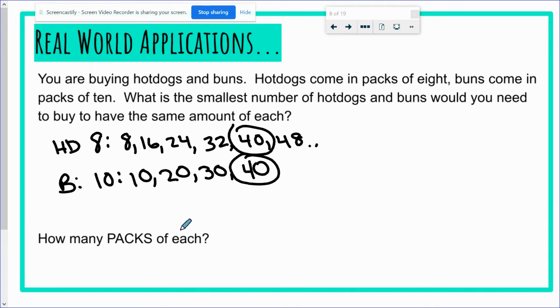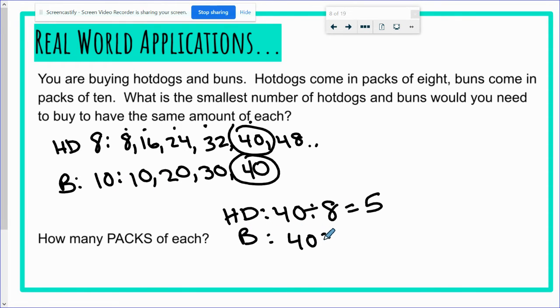Now, follow-up question. How many packs of each? If I needed to buy 40 hot dogs divided by 8 per pack, that would be 5 packs. And I can even see here, 1, 2, 3, 4, 5 packs. I would also have to buy for buns, 40 divided by 10 per pack would be 4 packs. And I can even see that here, 1, 2, 3, 4.